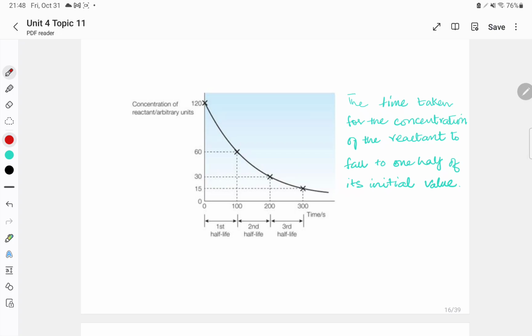Let's find out from this graph. There's a concentration of the reactant, and then we have time on the x-axis. What happens if the initial concentration is 120? If I halve it in order to find the half-life, that's 60. So to find out at 60, I'll find the time. It's going to be 100. This is the first half-life. If I halve 60, it will be 30.